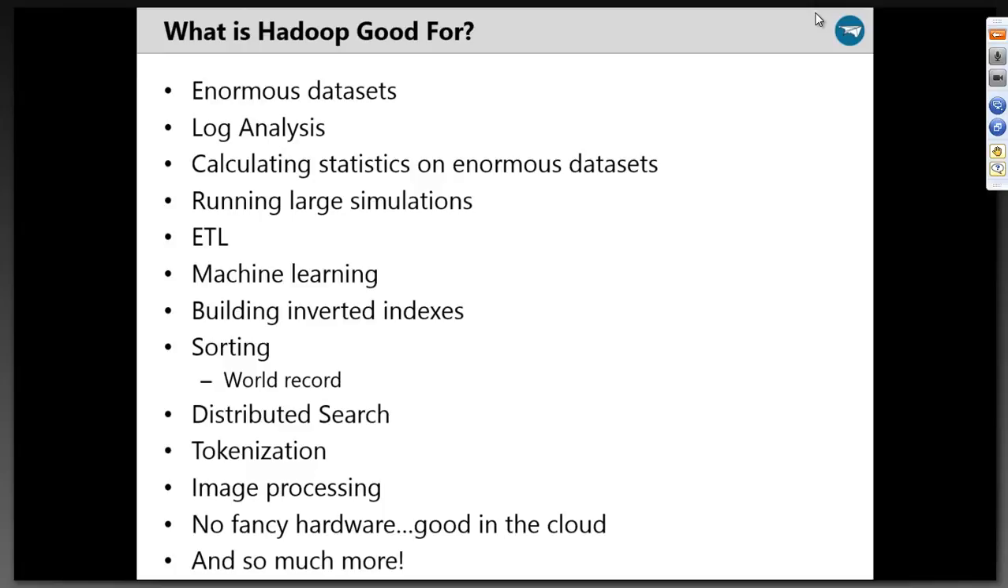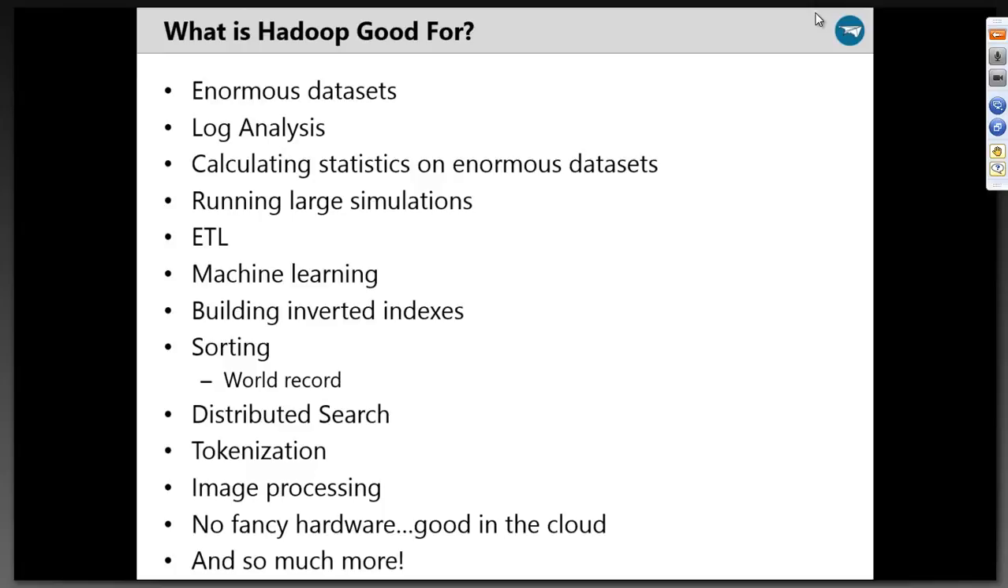Maybe we're calculating statistics on enormous data sets, or we're running large simulations like weather simulations, or doing some type of DNA analysis. Or maybe just our ETL is out of control. Maybe we're taking a whole ton of data and we want to pre-aggregate it before we load it in our data warehouse. So we're going to take 5 terabytes and reduce it down to the 5 gigs we actually care about, and then load that 5 gigs into a data warehouse so that we can cube it and run maybe more formal and proper analysis on it.